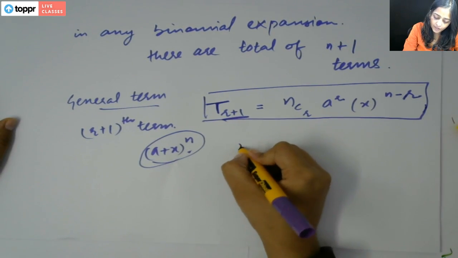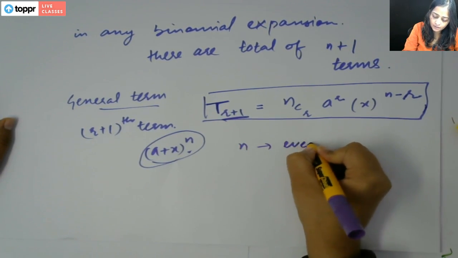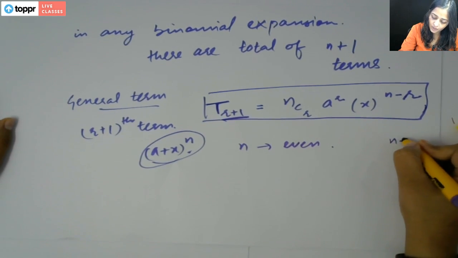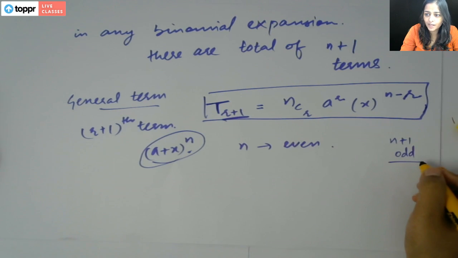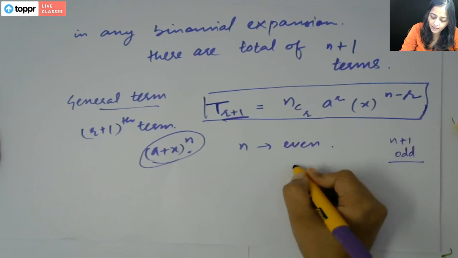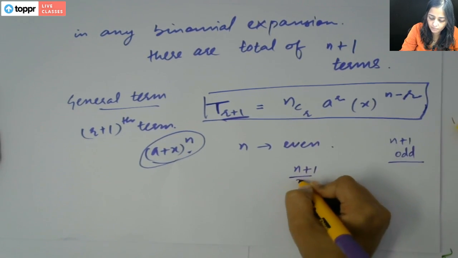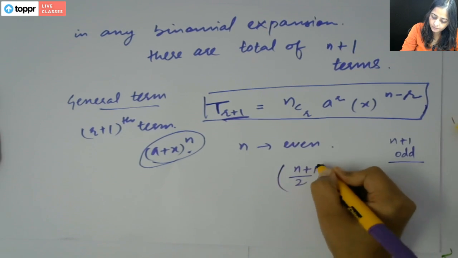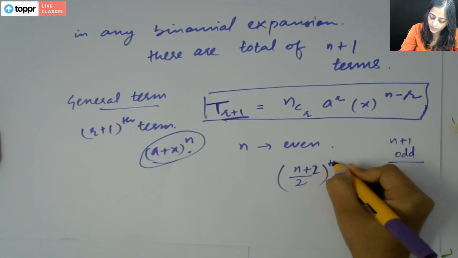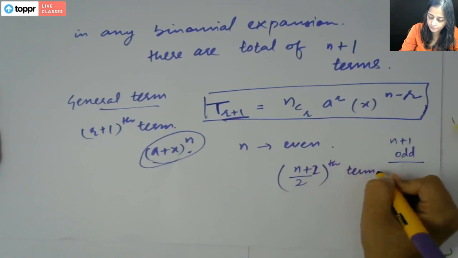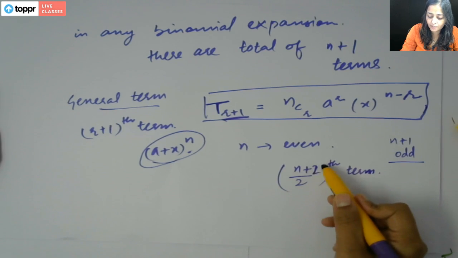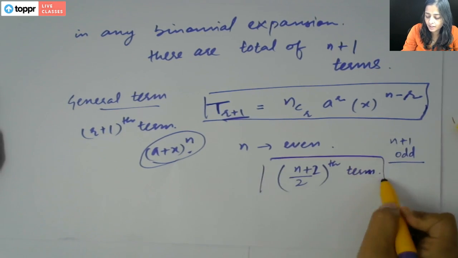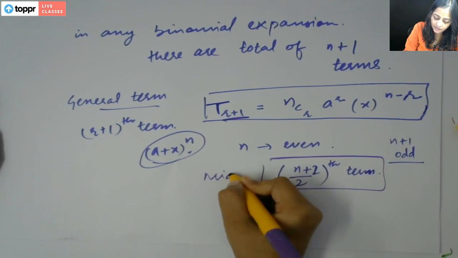And if n is even, then n plus 1 will be odd. So you have the total number of terms as an odd number. So the middle term will be the ((n+2)/2)th term. Since n plus 1 is odd, n plus 2 will be even. So the ((n+2)/2)th term will be the middle term if n is even.